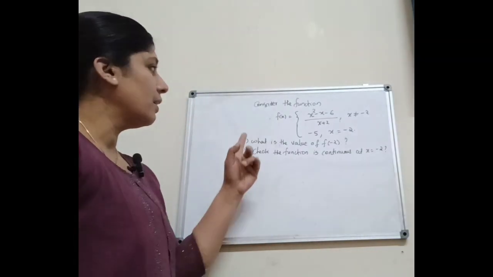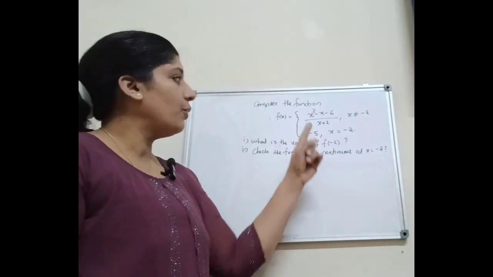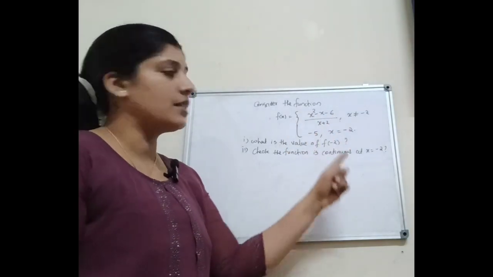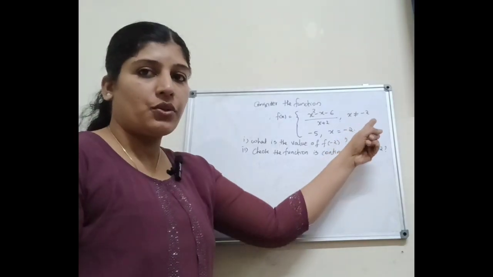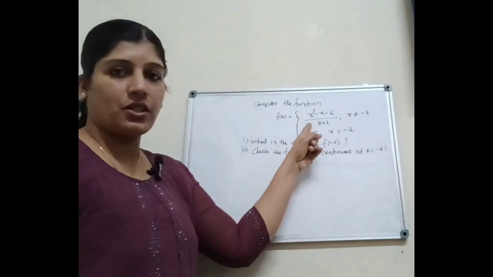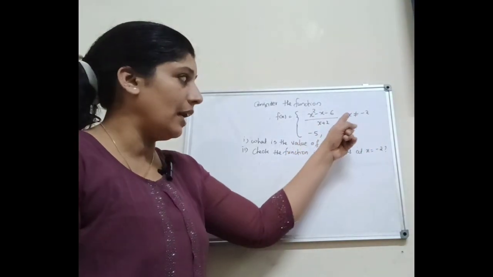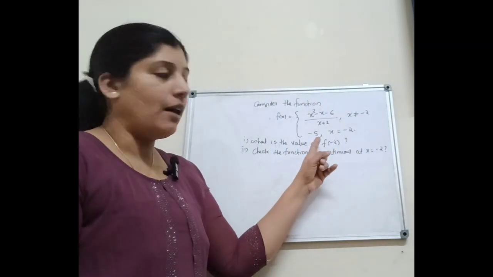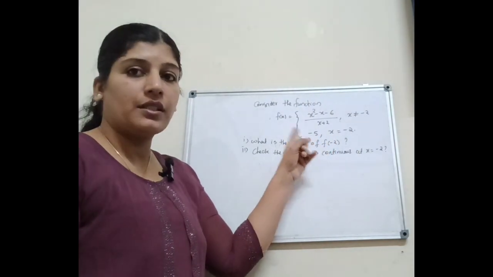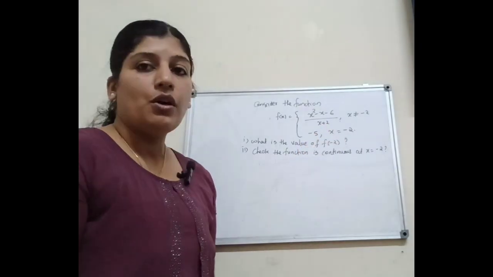Next, consider the question. Consider the function f of x equal to x square minus x minus 6 divided by x plus 2, where x not equal to minus 2. If x equal to minus 2, this function does not exist, because the denominator will be 0. That's why x not equal to minus 2. And when x equal to minus 2, the value will be minus 5. That is, f of x is minus 5 when x equal to minus 2.